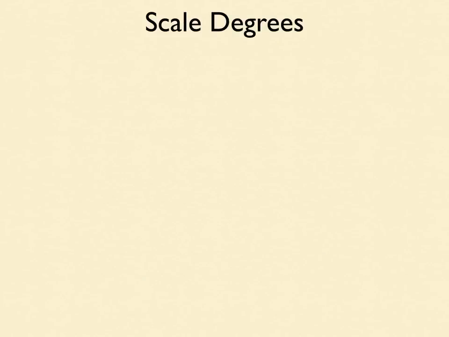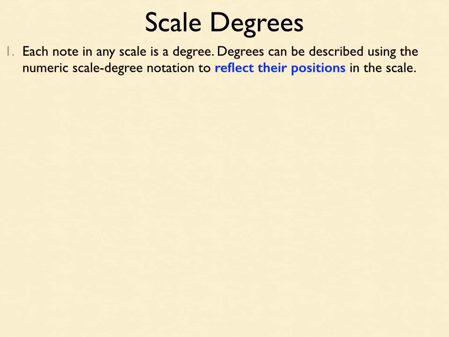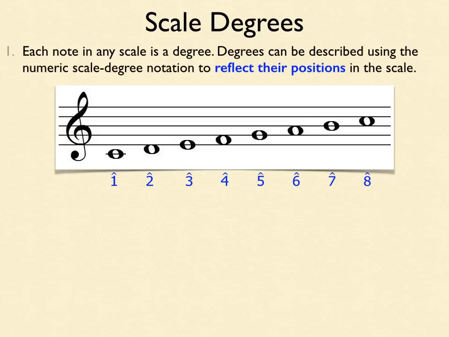So there's just one thing I want to go over again from Lesson 1, and that was scale degrees. As you should already know, each note in any scale is a degree, and degrees can be described using the numeric scale degree notation to reflect their positions in the scale. We've already seen this in the case of C major. Okay, so as you can see, the first, second, third, fourth, fifth, sixth, seventh, and eighth degrees, they've all got that symbol above each number, and you're talking about the individual scale degrees. So it's important that you're familiar with that way of notating scale degrees.